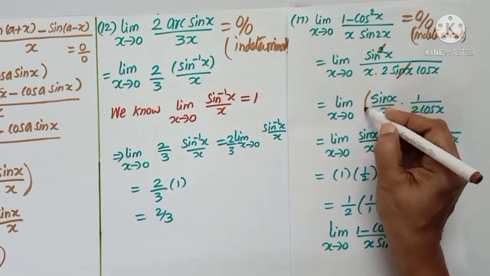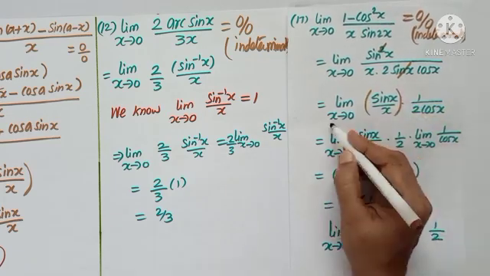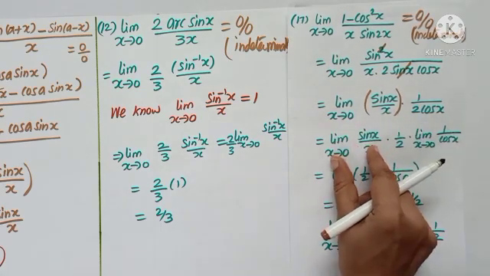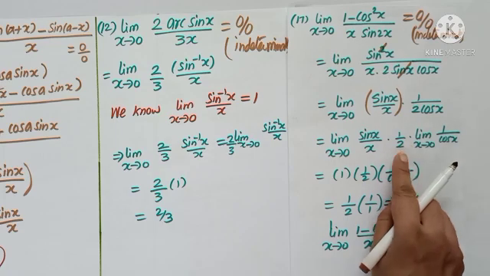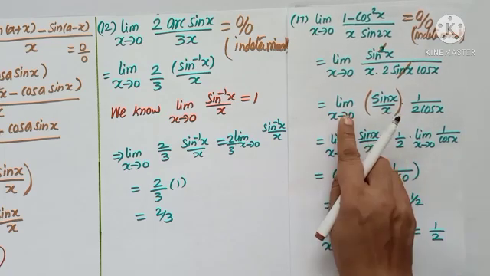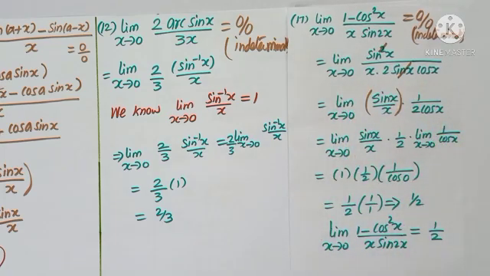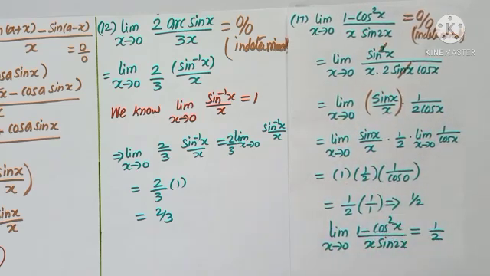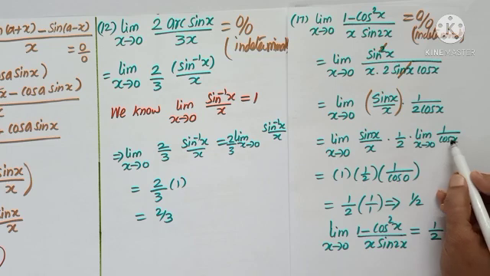I know this reduces to 1 as x tends to 0. So, limit of the first term, half is not affected by the limit, keep it as it is, and limit of the second term. The first term reduces to 1, half as it is, and here wherever x comes I can just put 0.